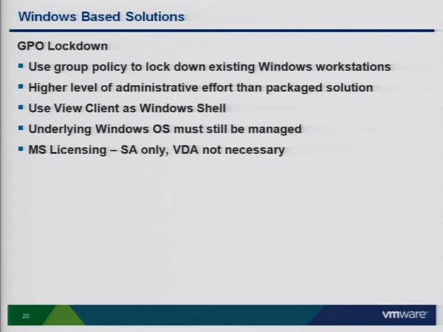All right, another option here is to do a GPO lockdown, using group policy to lock down the machine. It takes a lot of administration and a lot of tweaking to get it to work. I've got customers who've done it, and they spent quite a bit of time with it. You can use the View client as the Windows shell. We've got a link about how to set that up at the end of the presentation. You still have to license the underlying OS, but you don't need VDA. You just need SA. That's the way you can license this machine.